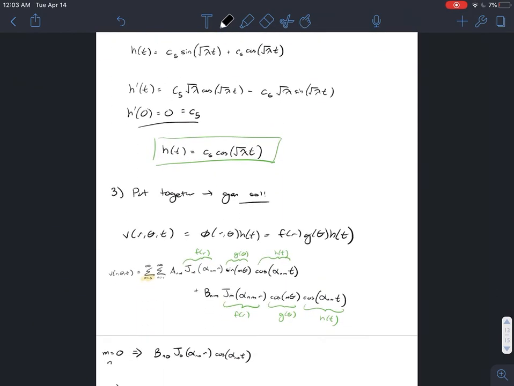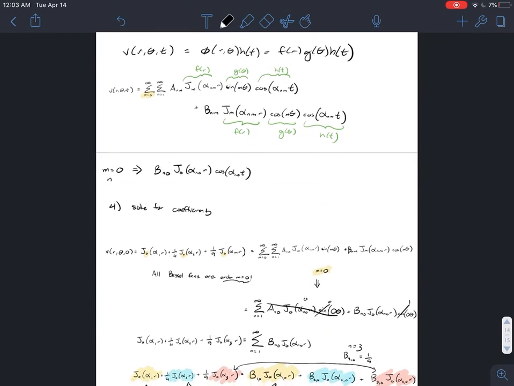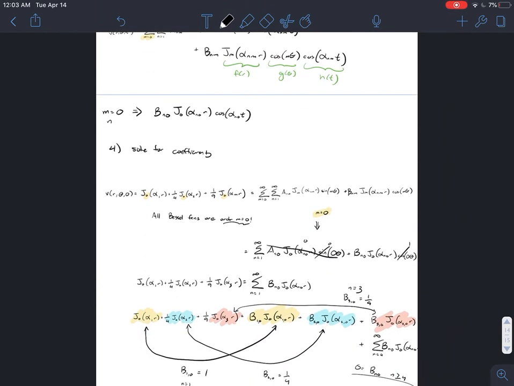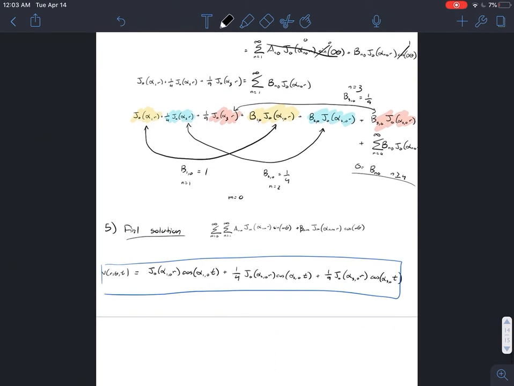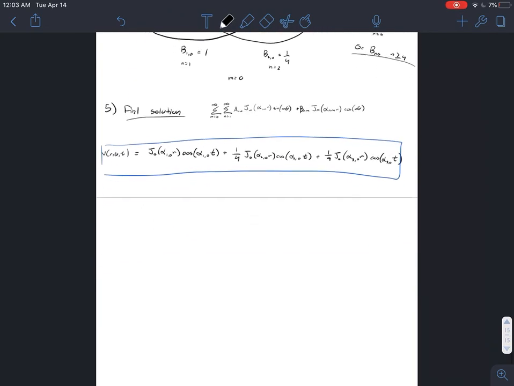Then we solve for the time differential equation, and then we put everything back together. After putting everything back together, we solve for the coefficients by coefficient matching essentially, and then we put everything together into a final solution. Great. So hopefully that clears up any confusion about Bessel functions in this first example.